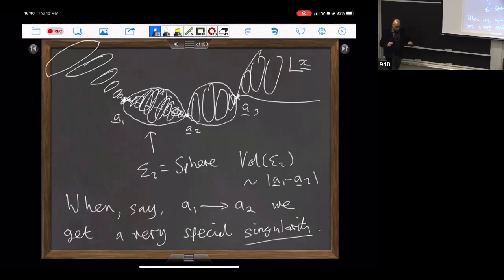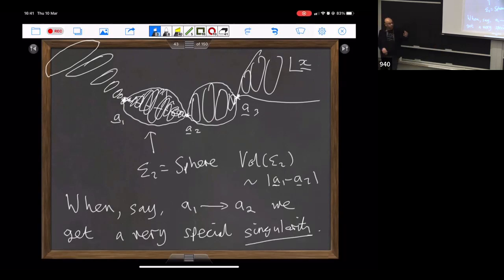Now, as I said, when the positions of the poles are all distinct, everything's very smooth, but you can see that something weird has to happen if I, for example, send A1 equal to A2. This sphere will collapse to a point.